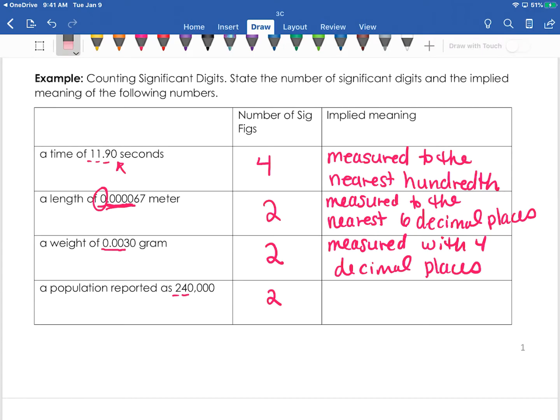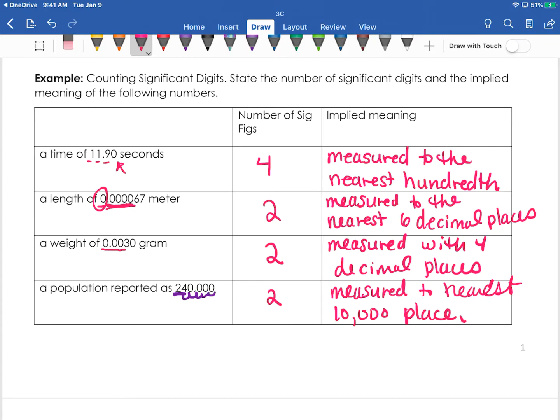If we look, these two are significant, and if we count over, here's 1, tens, hundreds, thousands, and then 10,000ths. So this tells me it was measured to the nearest 10,000th place.